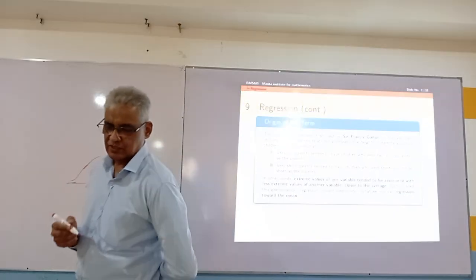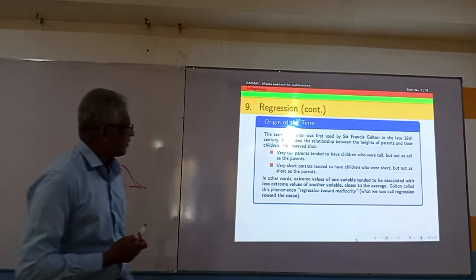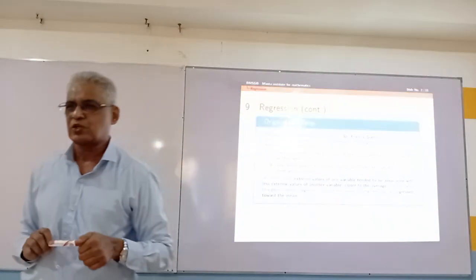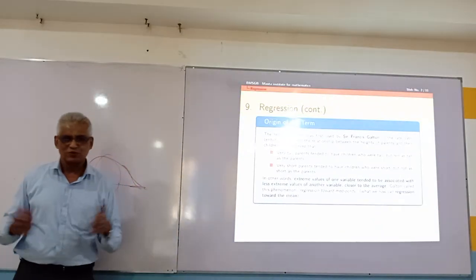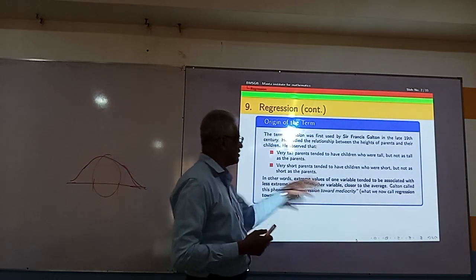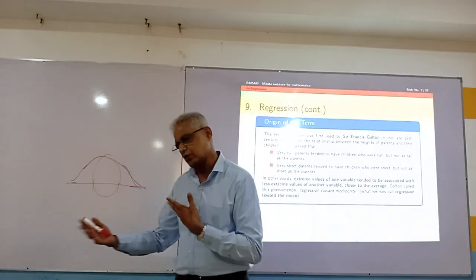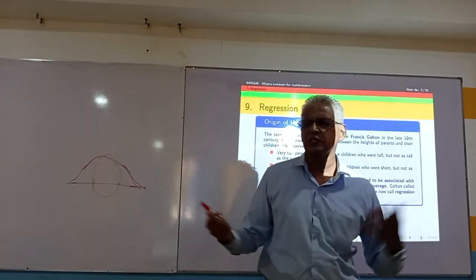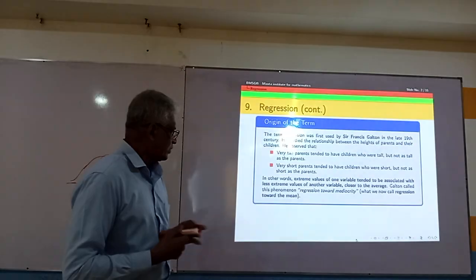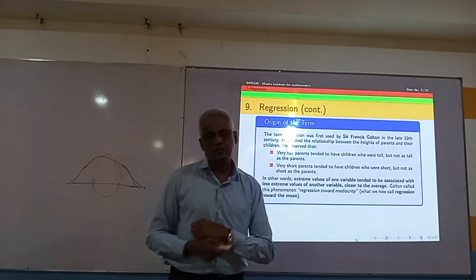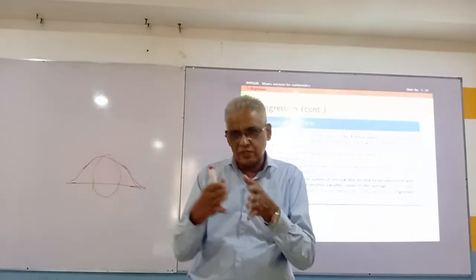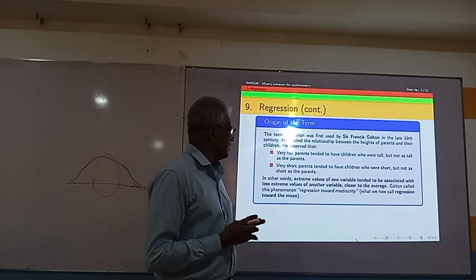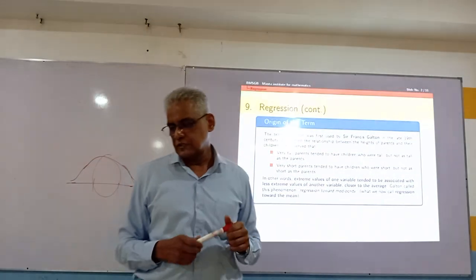So he used the word to describe this, regression towards mediocrity. That is what he used, regression towards mediocrity. For some reason he used that word, and now people use the word regression towards the mean. Mediocrity means the mean in this case. So that's where the word regression comes from. It comes towards some direction. So after that, everybody is using the word regression.